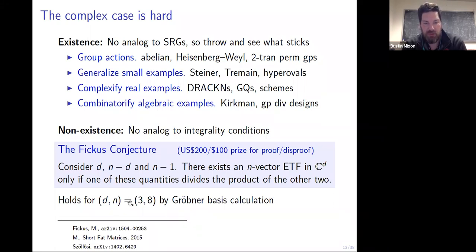The only non-obvious case where we know ETFs don't exist is where you have 8 vectors in 3 dimensions. And this required a lot of computation to find a Gröbner basis for the defining polynomials. It took about a day of computation to show that there are no solutions in this setting. So, okay, the complex case is hard, enough said.